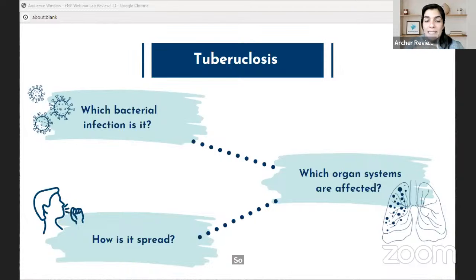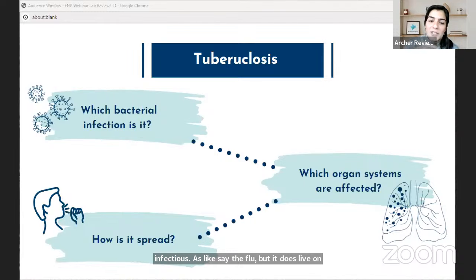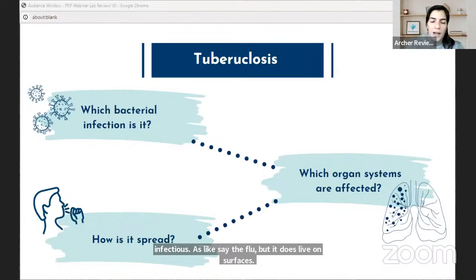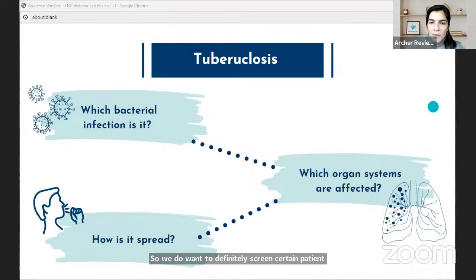The nice thing about TB is that it's not as infectious as, say, the flu, but it does live on surfaces. So we do want to definitely screen certain patient populations, and we'll talk about that. And we want to make sure that we're treating both active and latent TB, and we'll talk a little bit about that too.